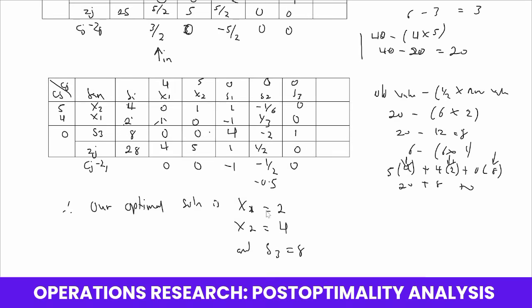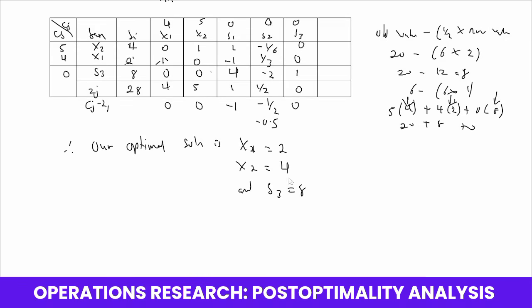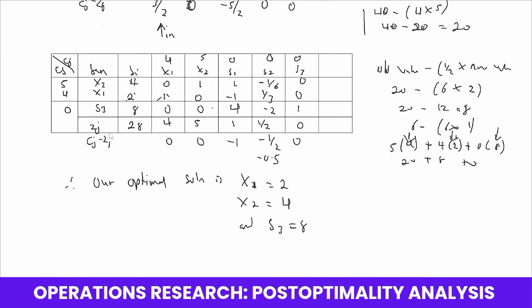And then for S3, you see that S3 is in our basis. That's the slack variable for storage space. It has a value of 8, which means that we still have a storage space of 8 meters squared left unused. That's the interpretation of this.